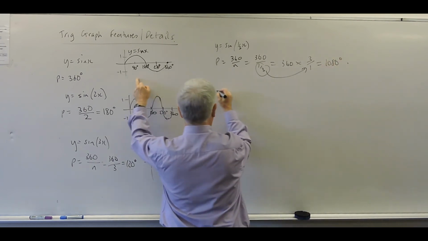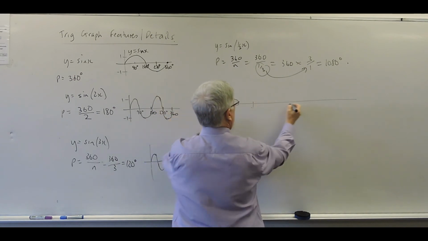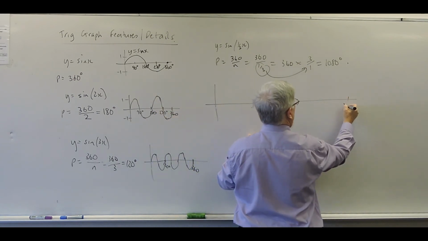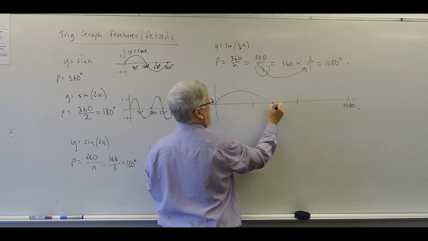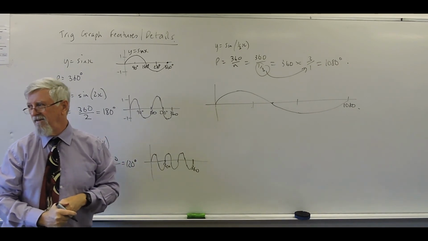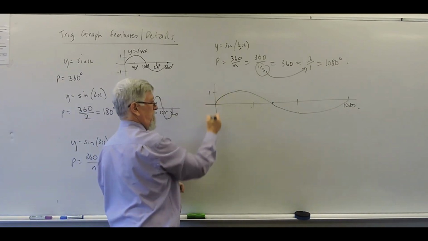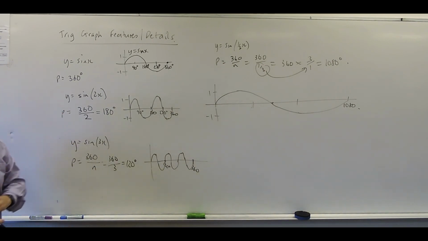So if I drew this to that scale, I'm going to go, there's 360, there's next one, there's 1,080, and I'm going to have to repeat by there. So I've got to go up and down to there, down and up back to there. Oh my goodness, it's annoying. How far up did it go? 1 there, -1. First detail.